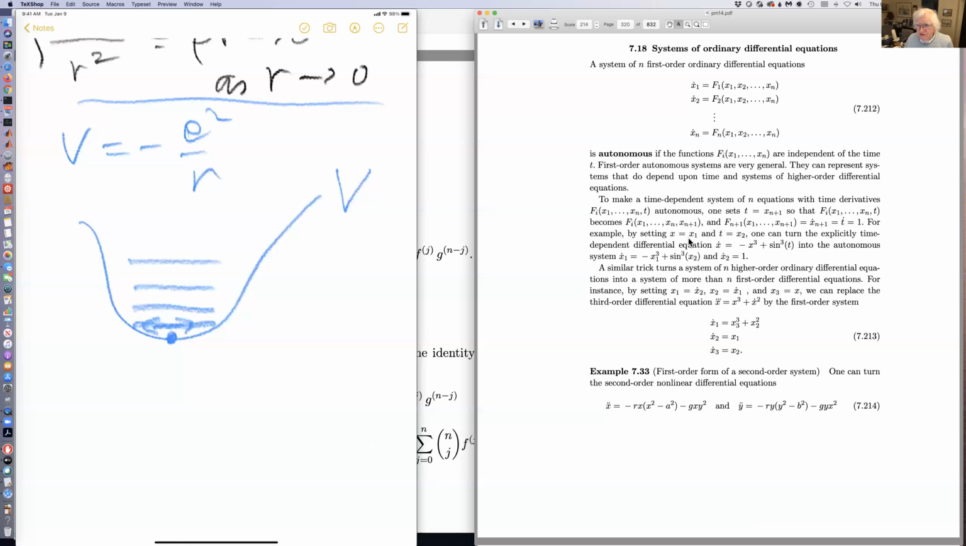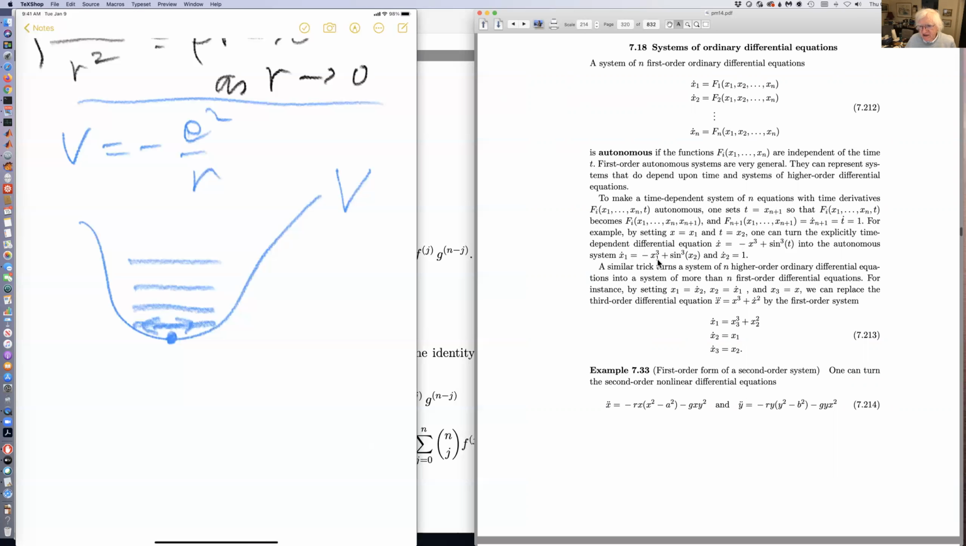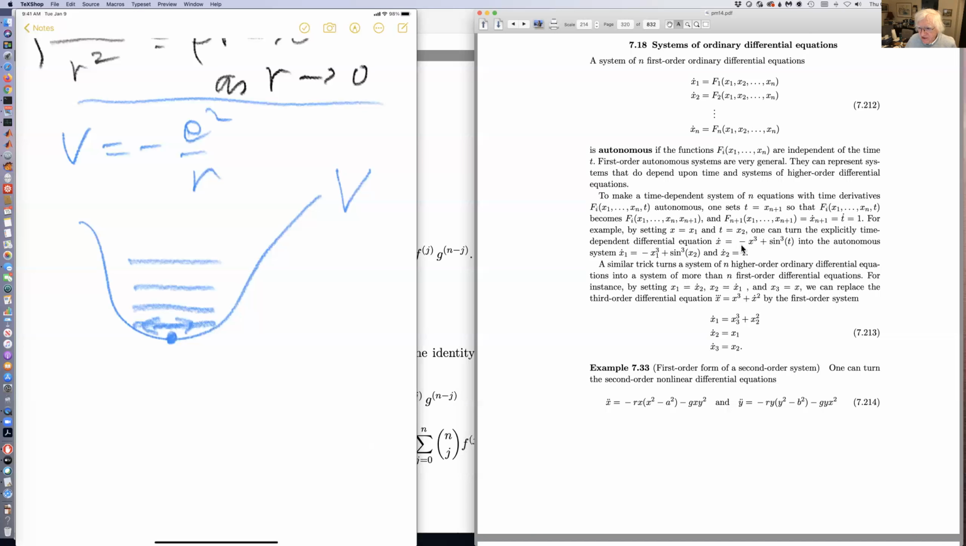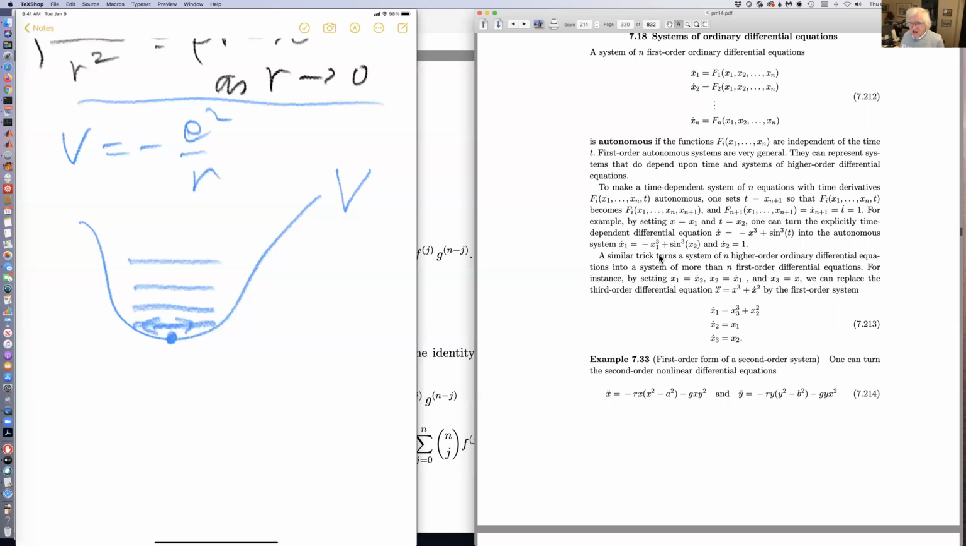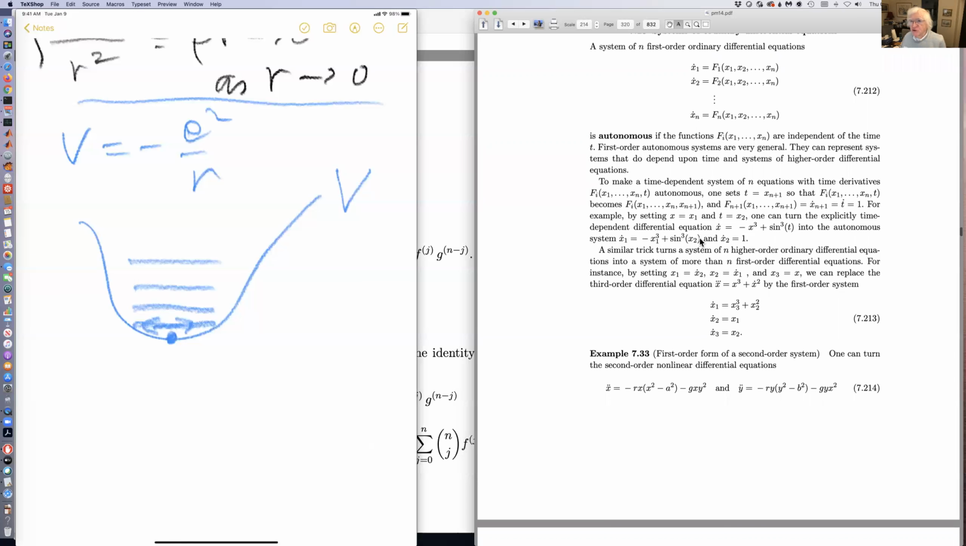So for example, we can set x equal to x1 and t equal to x2. And by doing that, we can turn this explicitly time-dependent differential equation into a simple autonomous system where x1 dot is minus x1 cubed, that's this, but now this is sine cubed of x2, and x2 dot is 1. So this is now an autonomous system of 2 first-order ordinary differential equations.